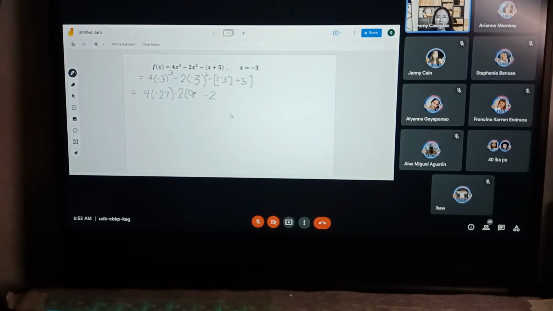Okay, that's correct. And, again, in performing the operation, mag-start tayo from left to right, ha? Left to right. But always follow the PEMDAS or yung sequencing of the operation. Okay? So, uunahin muna natin to, next ito, then addition or subtraction na. Tama? First muna is yung 4 times negative 27. The product is equals to?